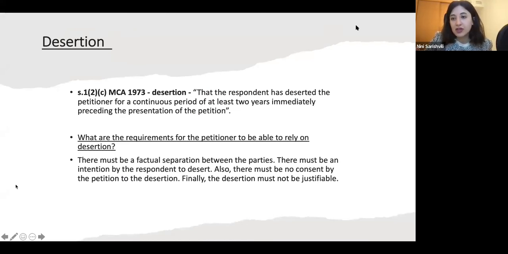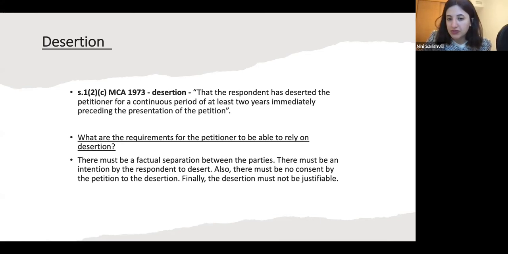Desertion. This is another ground for getting a divorce. It is under Section 1(2)(c) of the Matrimonial Causes Act, when the respondent has deserted the petitioner for a continuous period of at least 2 years immediately preceding the presentation of the petition. So if for 2 years the person hasn't been around, then there can be a divorce.